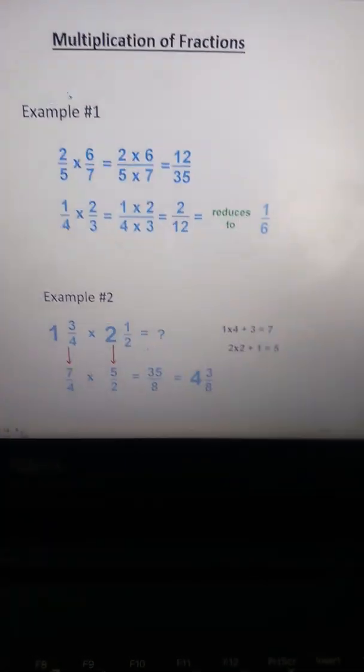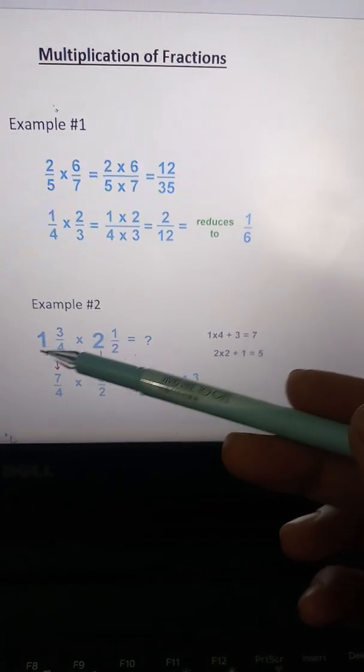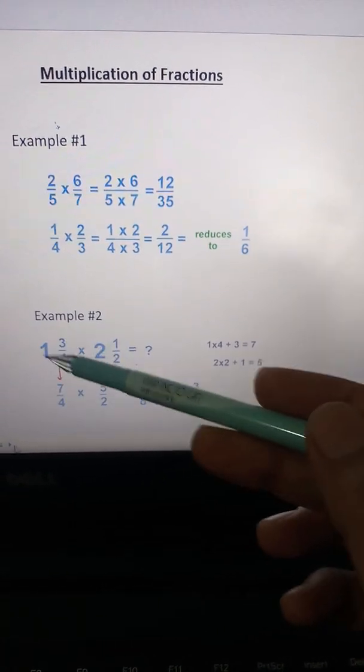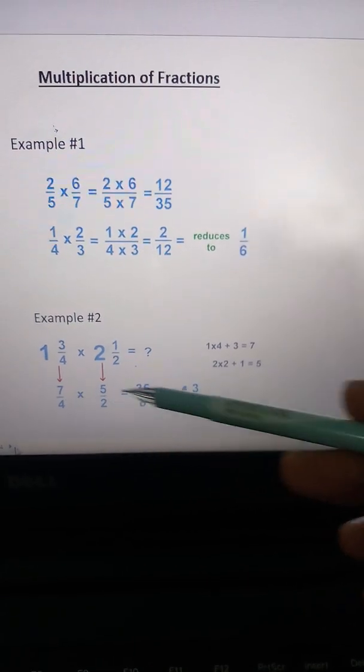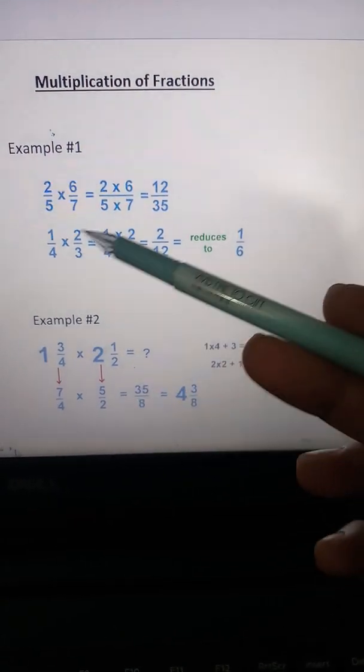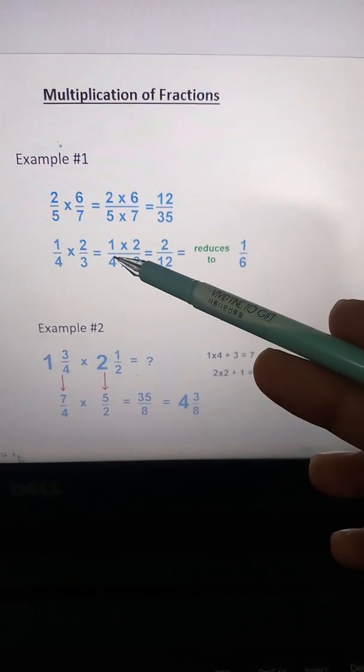Another example, number 2. In this example we will deal with a mixed fraction, and we will convert the mixed fraction into its simplest form, then we will multiply and follow the same procedure given in example number 1.